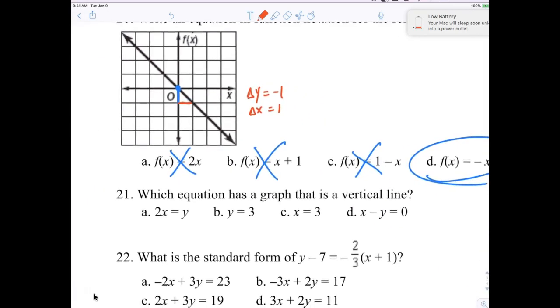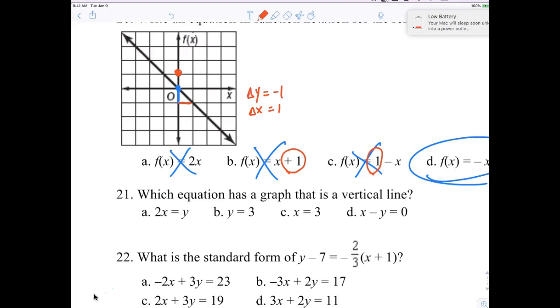All right, I'm listening. Go. How did you know it's not B and C? Because look, the y-intercept is 1. If the y-intercept was 1, it'd be plotted right there. You see it now? Yeah. All right.